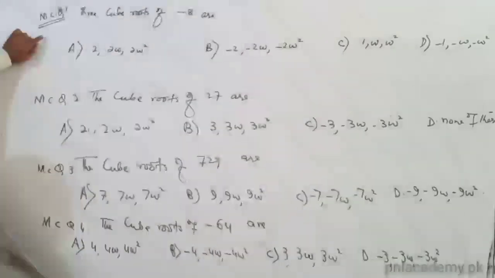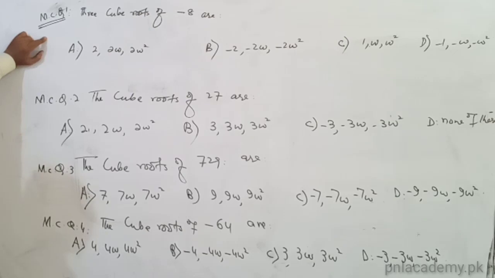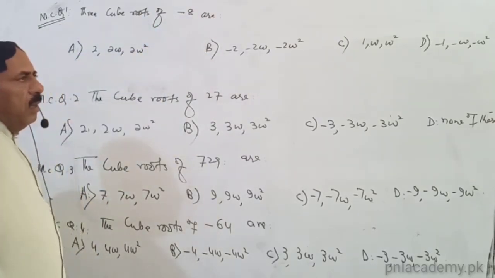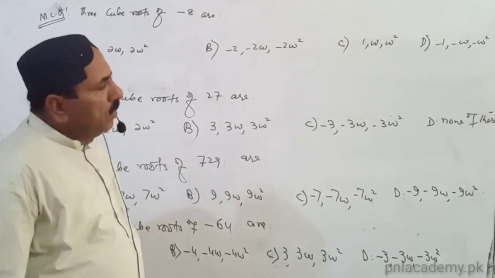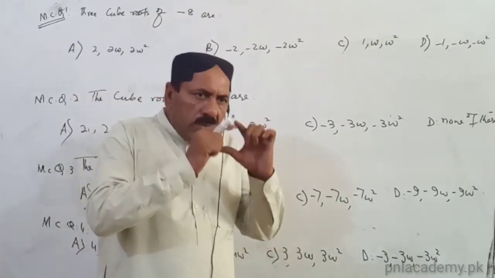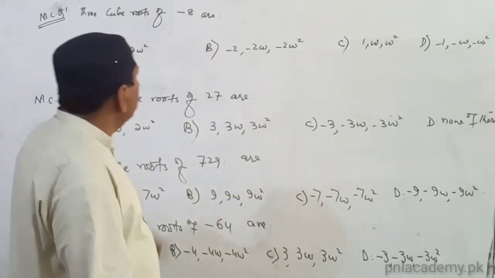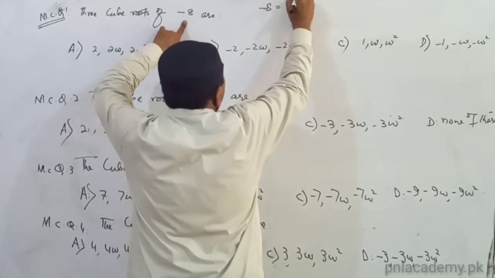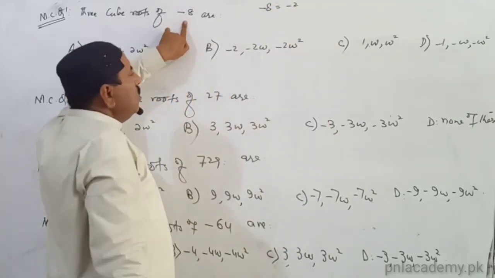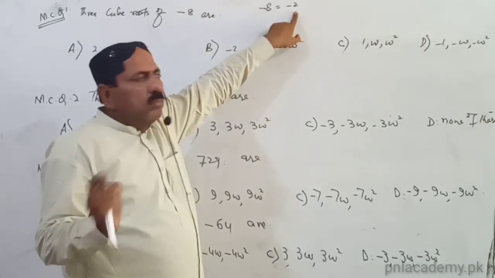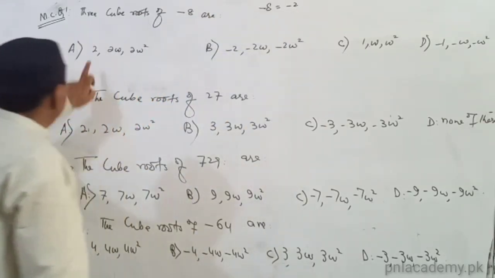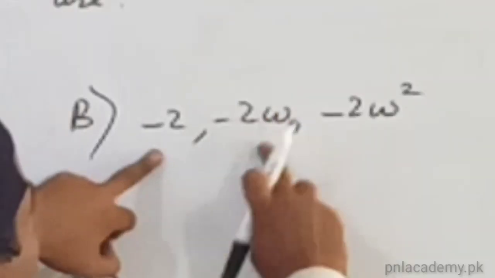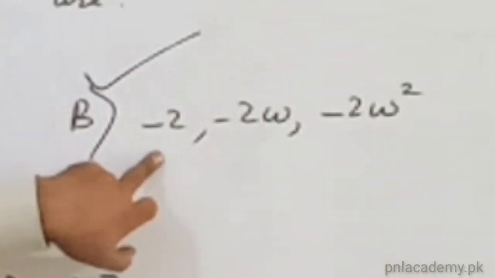This is the answer. Now according to MCQ number 1, the cube roots of minus 8. First of all, for any number, find its third root, meaning cube root. You can say that minus 8 is equal to minus 2 power 3. So their roots are minus 2, minus 2 omega, minus 2 omega square. B is the correct option.